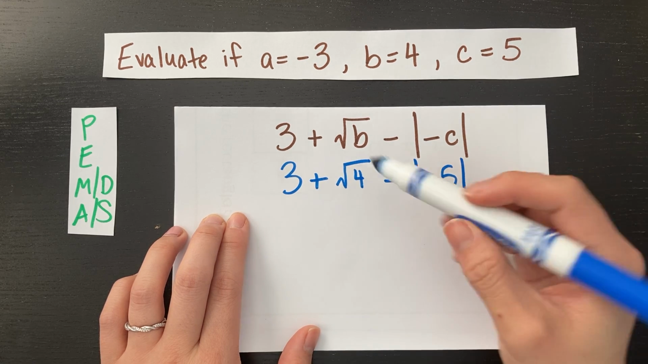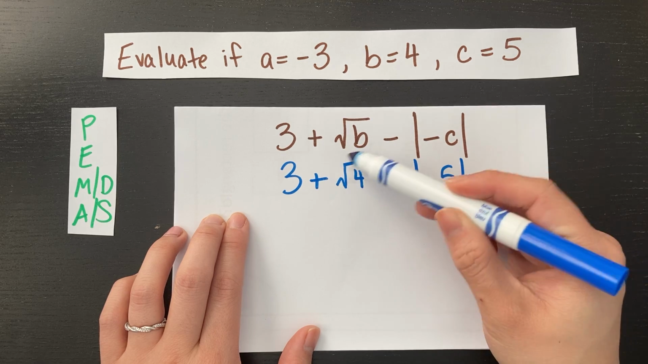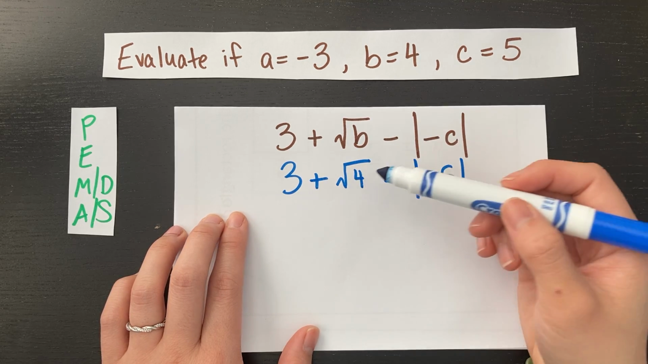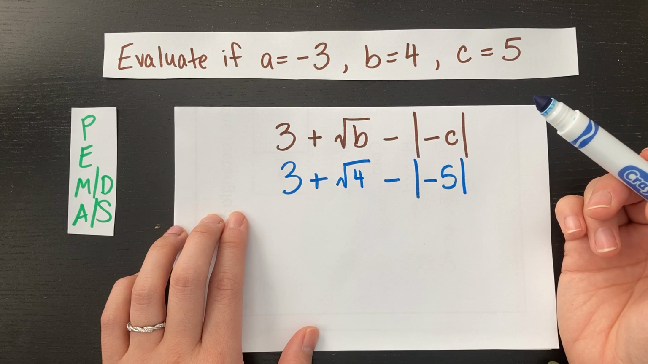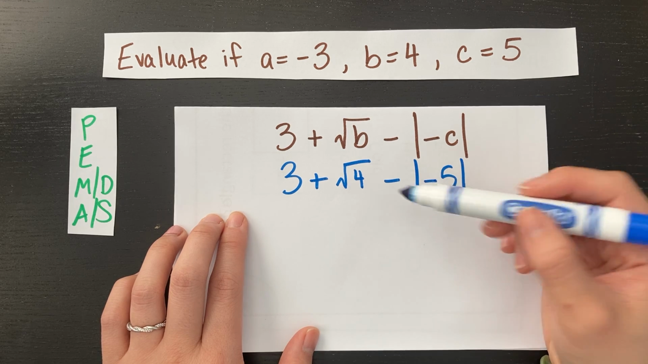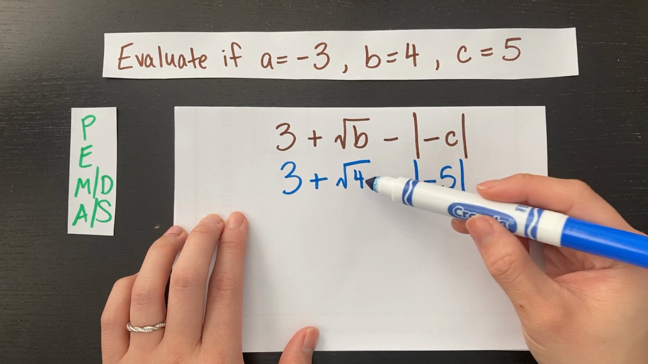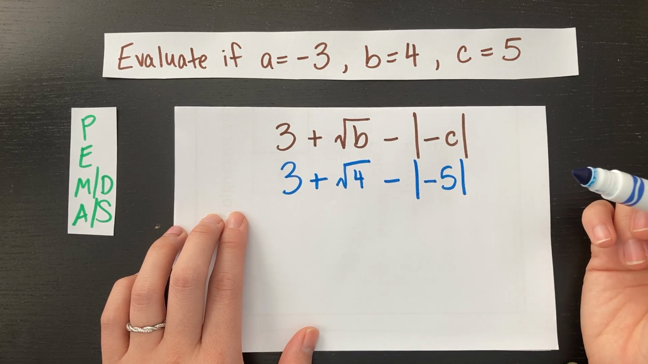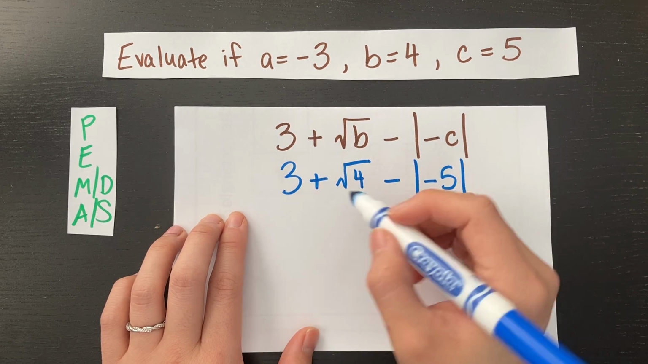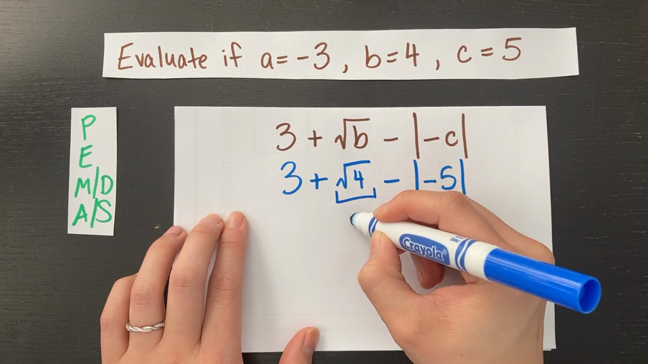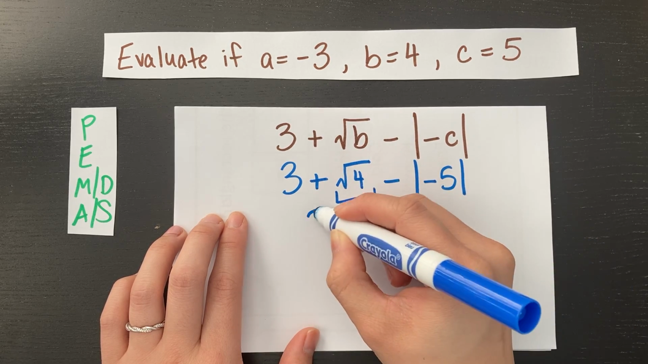First thing I'm going to do is go ahead and evaluate this square root. The square root of 4, you can think of this as what times itself gives you 4. 4 is a perfect square, right? 2 times 2 is 4, so this is going to equal 2. I'm just going to go ahead and drop everything down.